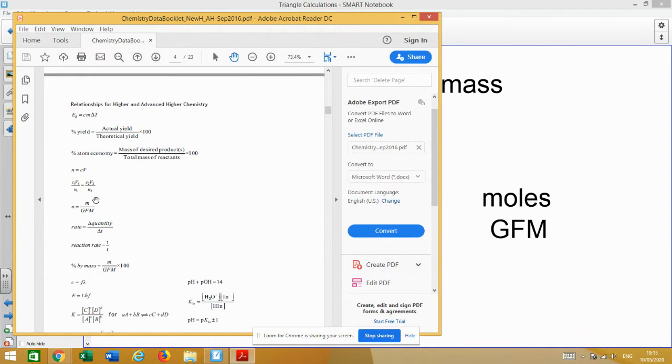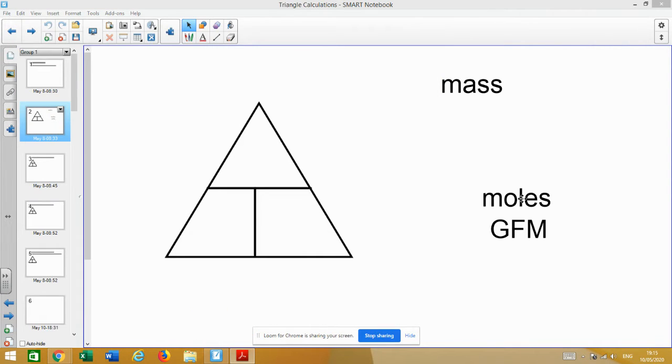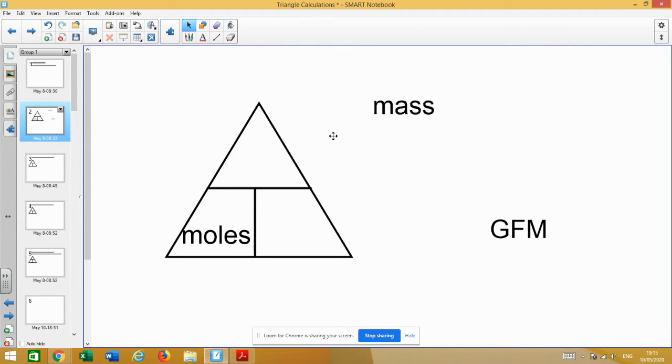So here we've got number of moles is mass over GFM. So to turn this into a triangle, we've got our number of moles, our mass, and our GFM. Number of moles is mass over GFM. Now, if we're looking in terms of units, the units for moles are just moles, it's just the number of moles. The units for mass are grams, and then GFM, or gram formula mass, is the number of grams in a mole, so it's grams per mole.